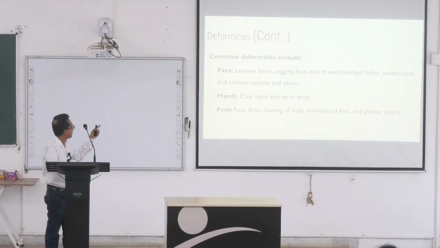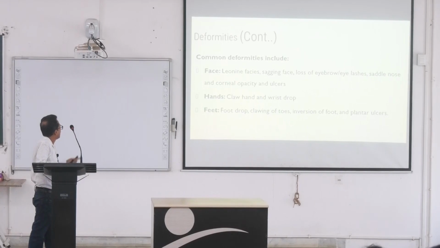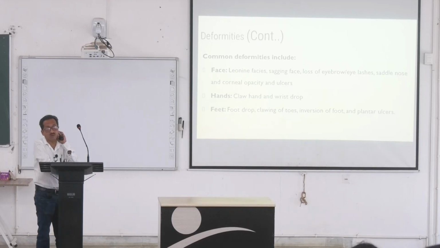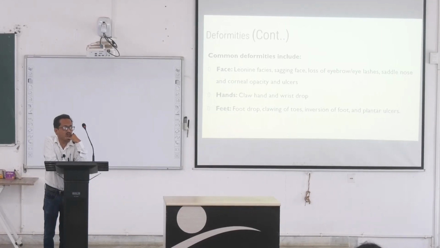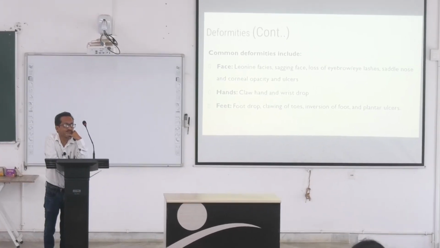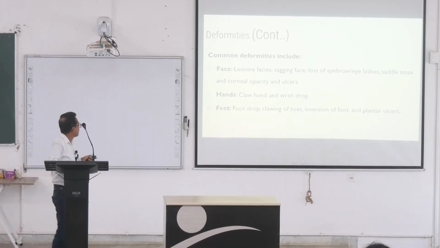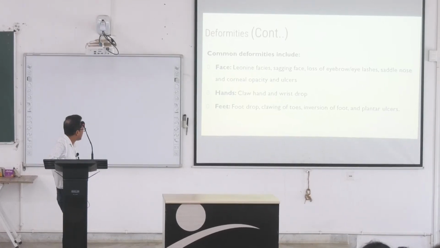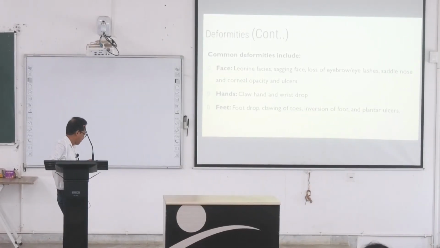Common deformities: leonine face, sagging of face or saddle nose deformity, loss of eyebrows and eyelashes, corneal opacity and ulcers. There may be claw hand due to loss of which nerve function? Ulnar nerve. That leads to claw hand, and if it is the radial nerve, it leads to wrist drop. Foot drop is due to the posterior tibial nerve, with clawing of toes, inversion of foot and plantar ulcer. So these are deformities.